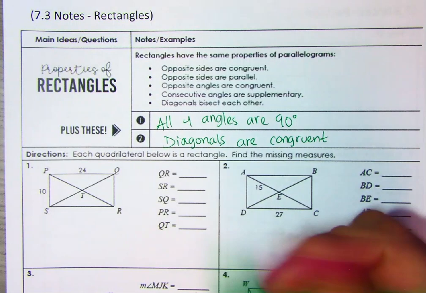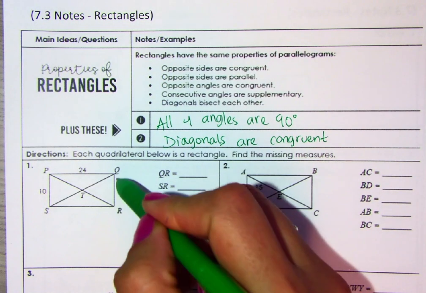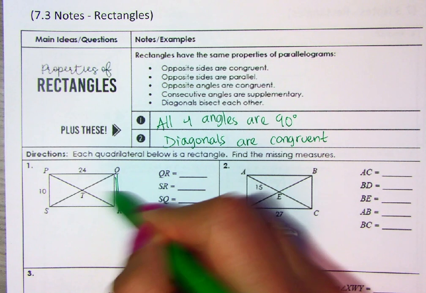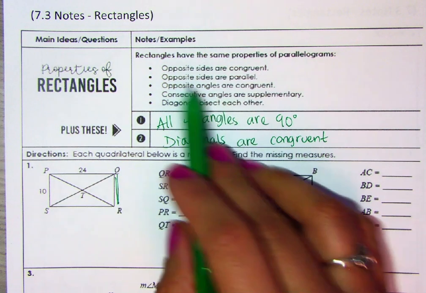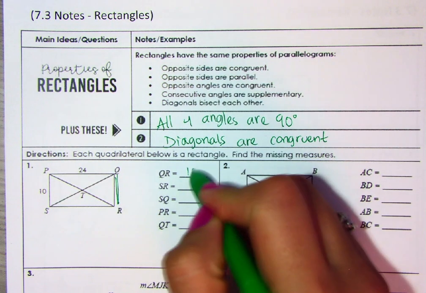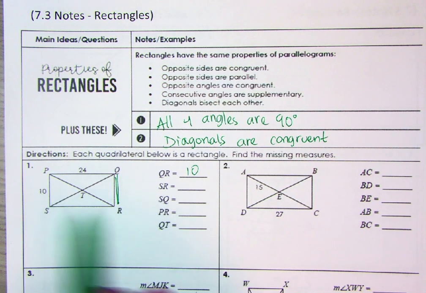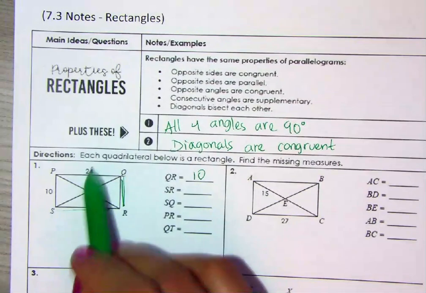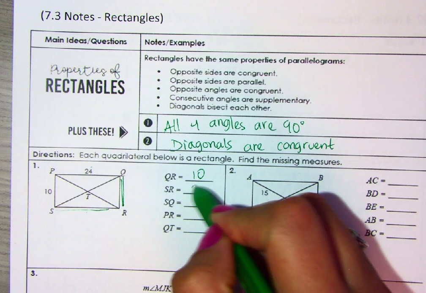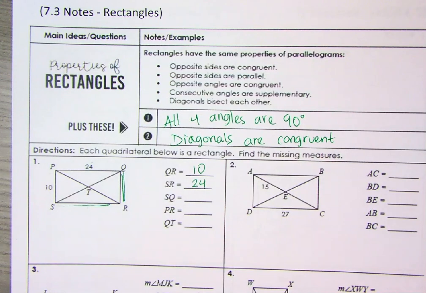All right, the first one, QR. QR is this section right here, and QR is right across from the 10, so opposite sides are congruent. SR is this side, and it's across from the 24, so opposite sides are congruent. Then you have SQ. SQ is the diagonal.